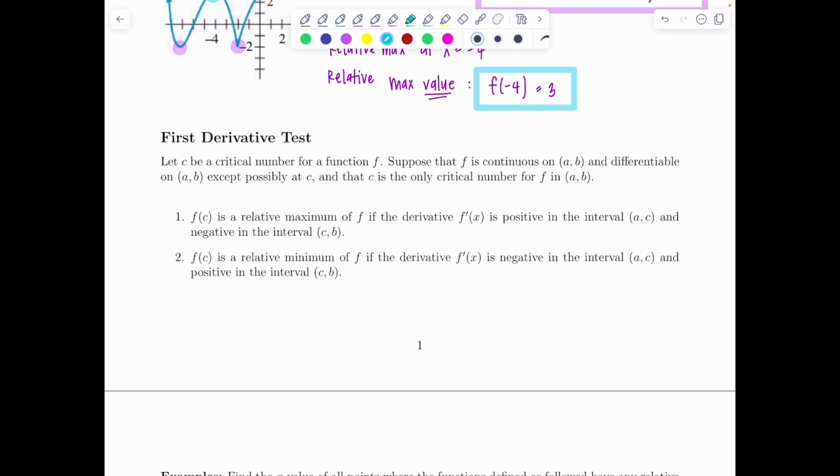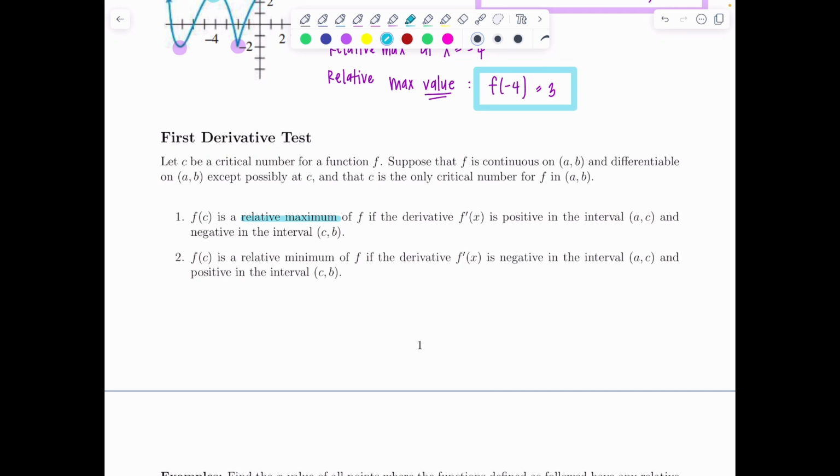Let c be a critical number for a function f. Suppose that f is continuous on a to b and differentiable on a to b except possibly at c, and that c is the only critical number for f on that interval from a to b. Then we say f of c is a relative maximum of f if the derivative f prime is positive from a to c and then negative from c to b. Don't worry, you're not going to have to memorize this statement.